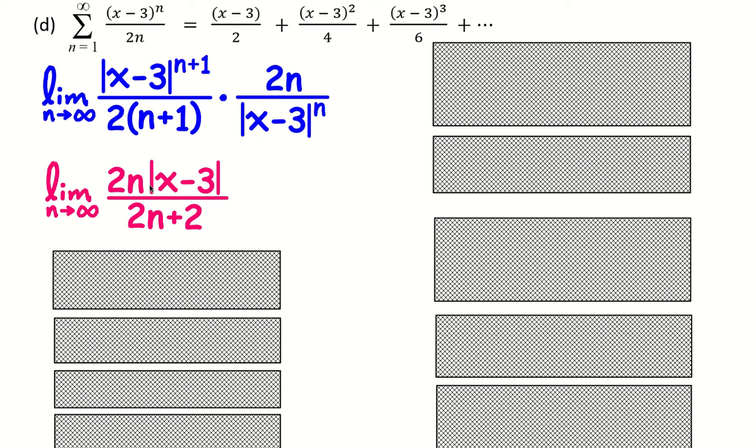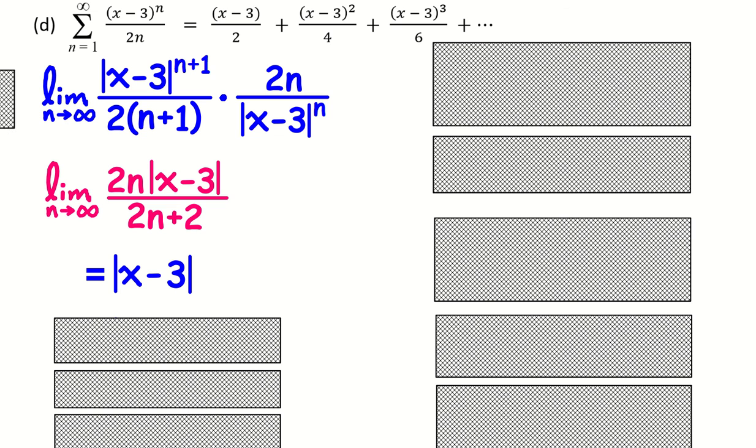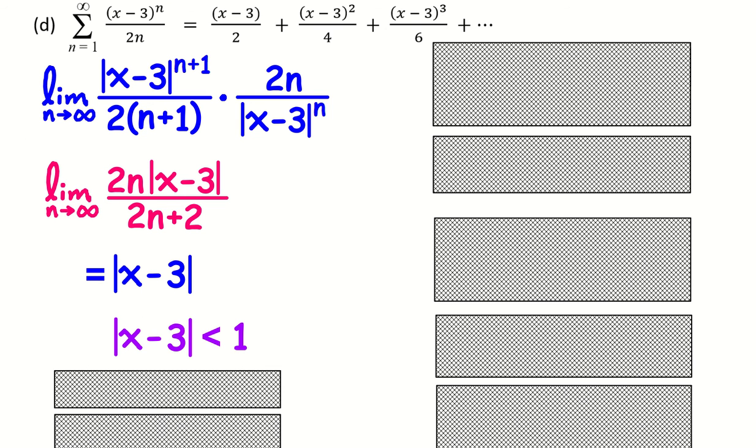And then, what happens when we actually take the limit? This will pretty much just be 1, like 2 over 2, which is 1. And so that is going to be the result of our limit. Now remember, for the ratio test, there's convergence when this result is less than 1. Okay?